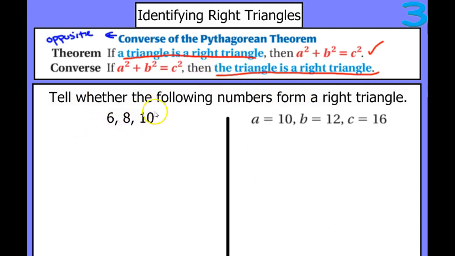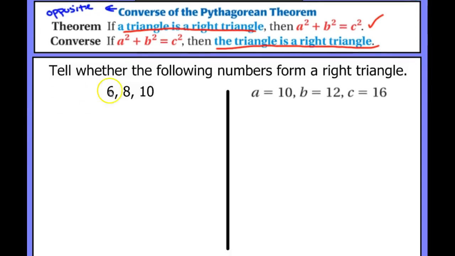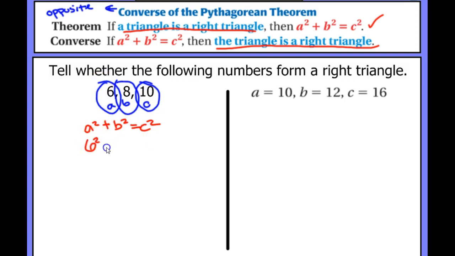So they're giving us all three sides. We need to decide, do they make a right triangle or not? So of these three, C is always the biggest side, so I know this side is C. These ones, it doesn't matter. You get to choose which one you want to be A and which one you want to be B. So let's plug these into our Pythagorean theorem. If you don't need to write this, that's okay. If you just want to plug in 6 and make it 6 squared, plus B squared is 8 squared, C squared is 10 squared.